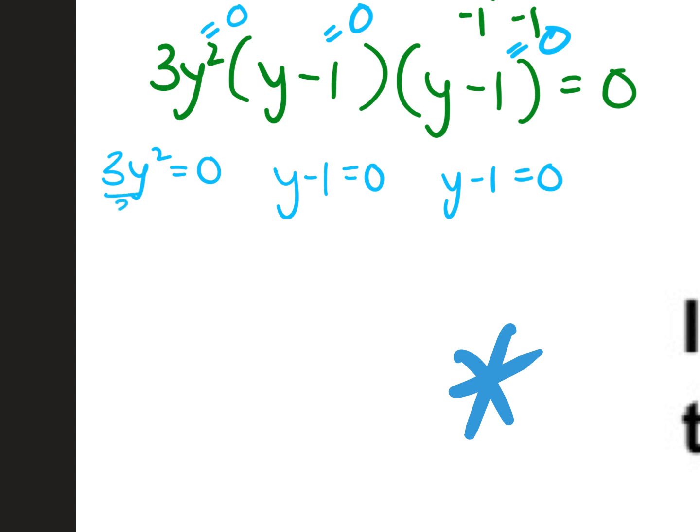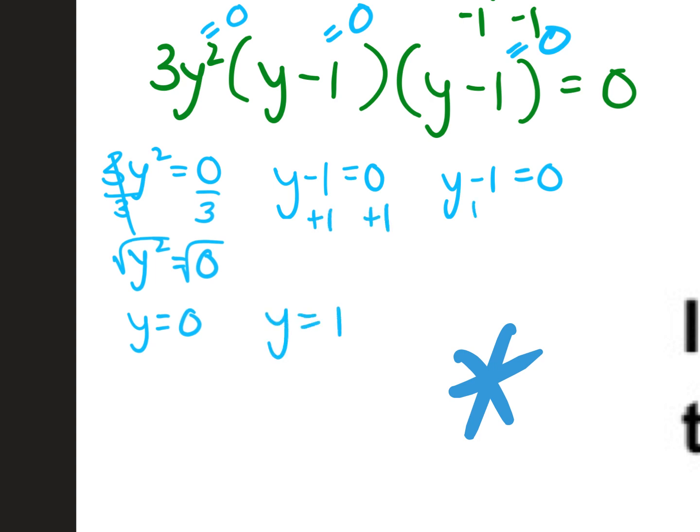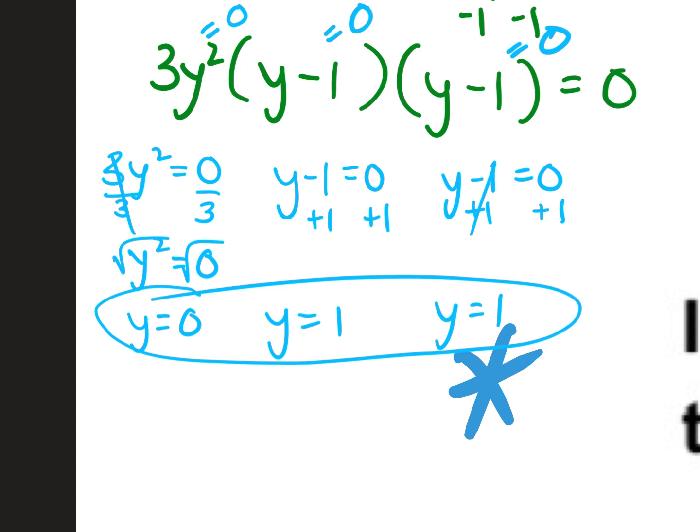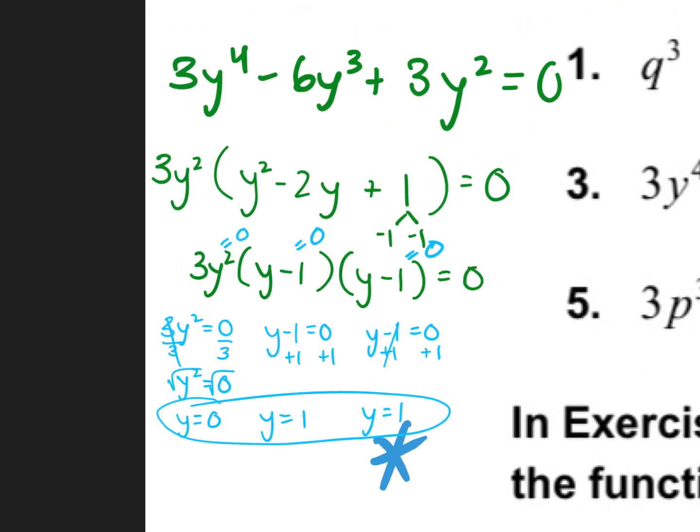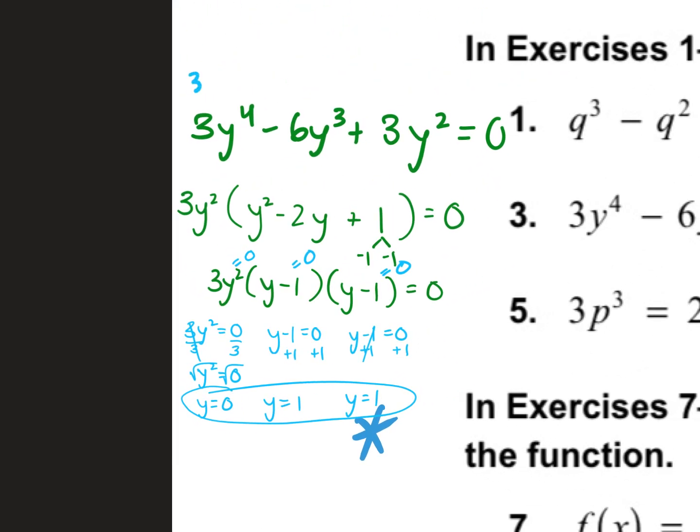So in the first one, I'm going to divide by 3. So y squared is equal to 0. And then we would take the square root, but the square root of 0 is still just 0. So y equals 0. The next one, how would I solve for y? Add 1 to move it to the other side, so y is equal to 1. And then the third one, same thing, add 1, so y is equal to 1. Now if your answer repeats, you don't have to list it twice, but it will help when graphing to list it as many times as you have. So this one was number 3.